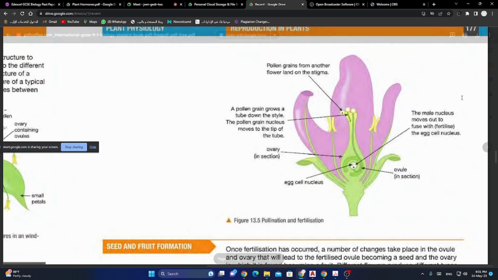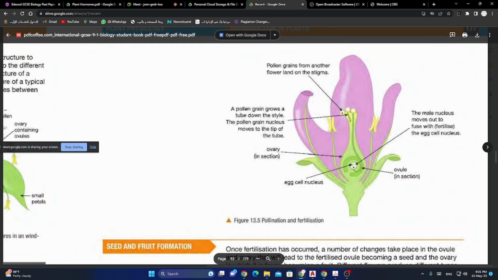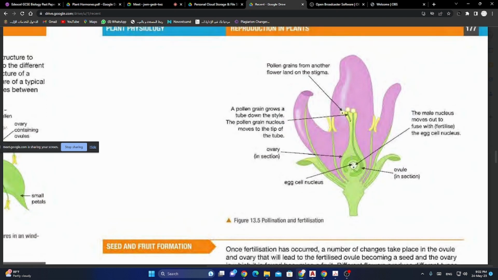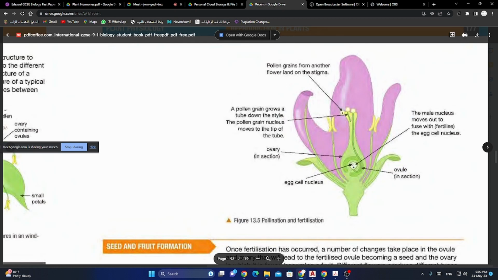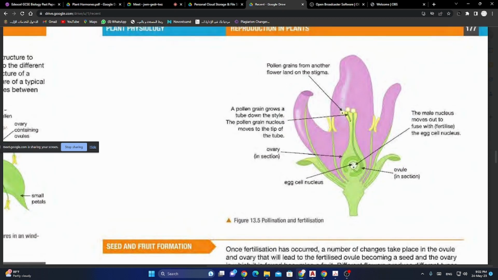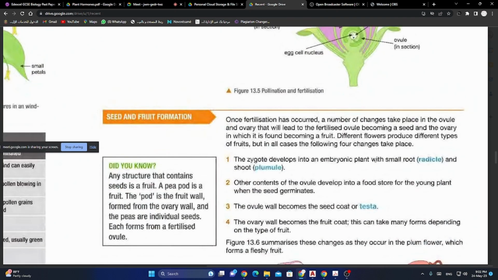Okay. Then that tube moves down until it reaches the ovary and in turn the ovule. That tube will basically carry the male gamete inside the pollen grain and allow it to reach the egg cell nucleus. So when it reaches the egg cell nucleus, it's going to be able to fuse with the egg cell nucleus and form a zygote or a seed.